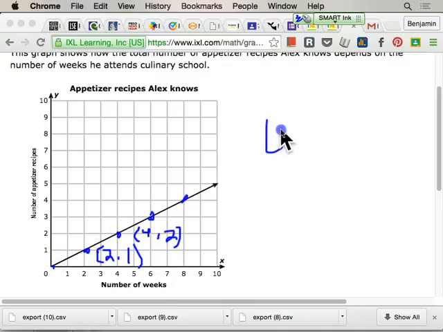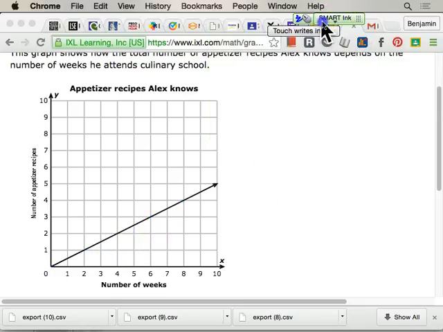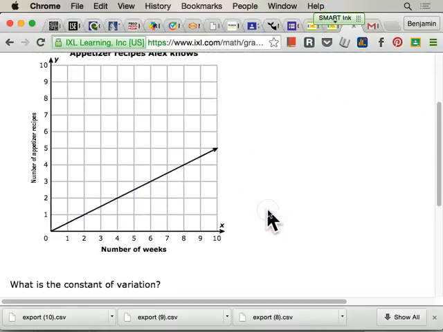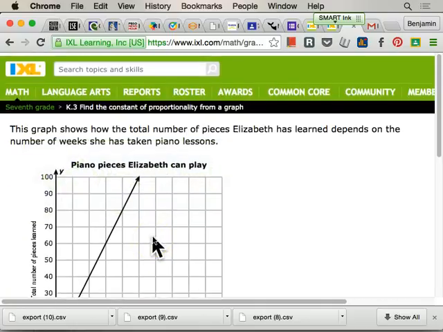And now remember it's always this way, we always find y over x. And in any ordered pair, it always goes x, y, so you just take the second one and put it on top. 1 over 2, or 2 over 4, which both equal 1/2. So I'm going to clear all this up, turn off my pen, and I know that it is 1/2. Now, notice here that if I type in 1/2, I'm going to get it wrong because it says don't write it as a fraction, write it as a decimal or an integer. That means I can't write it as a fraction. Well, I know what 1/2 is. It's 0.5, and that's the decimal form, and I get it right.